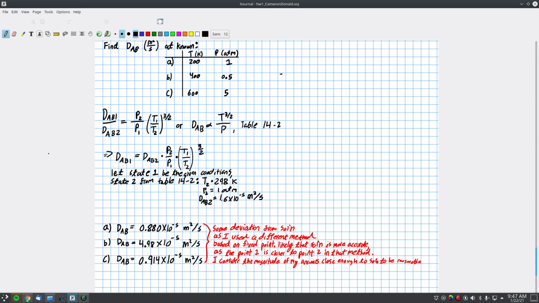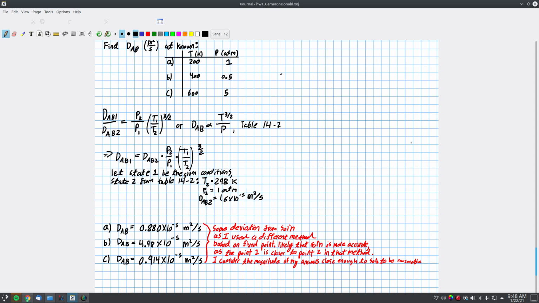My only point of confusion on this homework might be that I had some deviation from the solution for this final one, and I think I see why. I think that's from their different method used, where they used a point closer to the actual conditions based on table 14.1, where the temperature was actually the same and only the pressure differed. So because these are experimental, that results in less deviation.